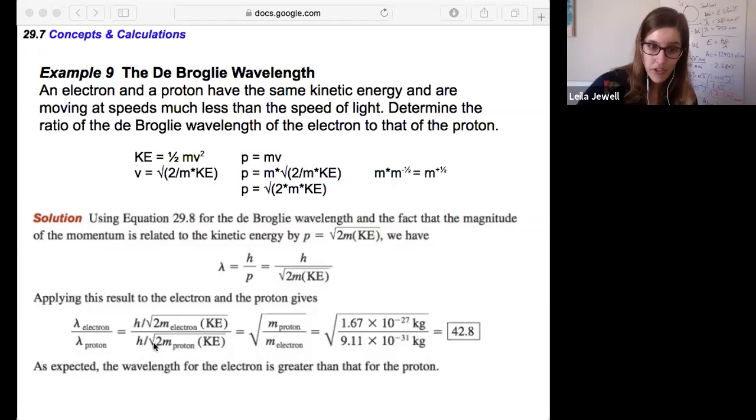most things cancel. Planck's constant cancels, the square root of 2 cancels, the square root of the kinetic energy cancels, because we know that the kinetic energy is the same for both. And all that we're left with is the ratio of the square root of the mass of the proton to the mass of the electron, which is flipped because the mass was in the denominator of the wavelength. And so we find that the ratio comes out to 42.8. So that tells us that the wavelength for the electron is greater than that of the proton.